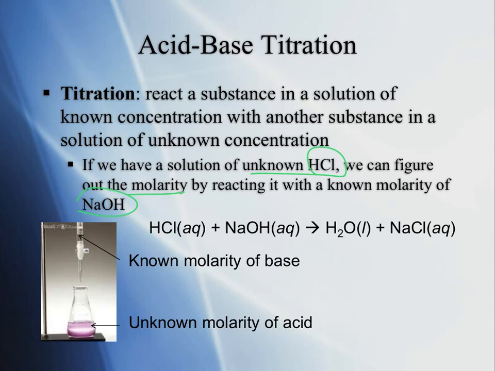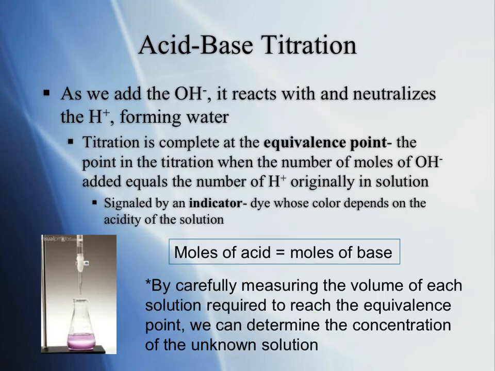Okay, so in the lab, you'll have the same idea or setup. We're going to have the unknown acid. For you guys, it's going to be vinegar. We're going to be figuring out the concentration of vinegar. So we have the unknown molarity of acid in the flask below, and in the burette tube up on top, you're going to have the known molarity of the base. And what you'll be doing is adding, drop by drop, base into the acid until it turns pink with this indicator. So let's see how this works. As we're adding that base from the burette tube into the acid drop by drop, it's reacting and neutralizing the hydrogen ions to form water.